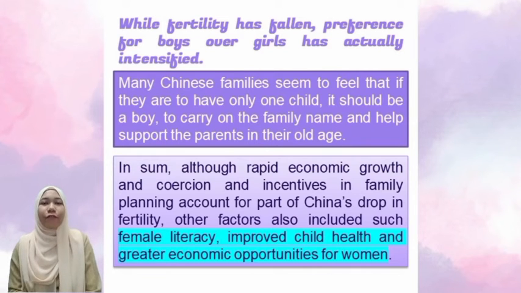In addition, while fertility has fallen, the preference for boys over girls has actually intensified. Many Chinese families seem to feel that if they are to have only one child, it should be a boy to carry on the family name and help support parents in their old age. In sum, although rapid economic growth and coercion and incentives in family planning account for part of China's drop in fertility, other factors also included female literacy, improved child health, and greater economic opportunities for women.